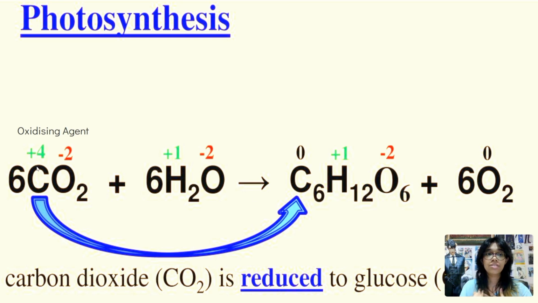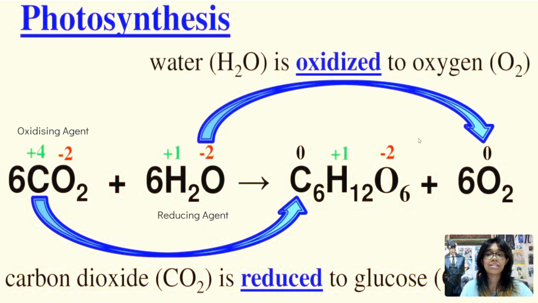And because we are gaining electrons, that makes it an oxidizing agent. As we said earlier, oxidation means gaining. But the reason why carbon dioxide is reduced to glucose is because we are going from +4 to a 0, thus reducing. On the other hand, over here, we have water as a reducing agent, and it is being oxidized to oxygen. So as we said before, reduction means we are losing.